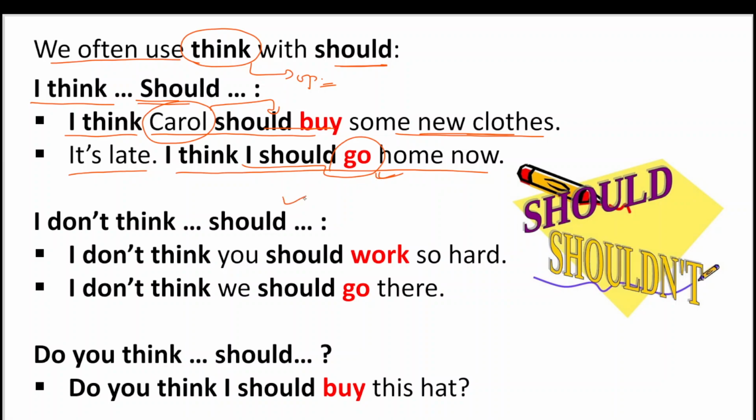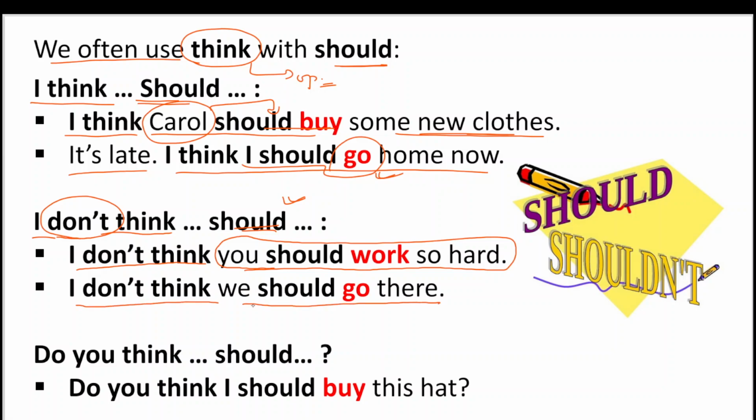When we make a negative sentence with this structure, we will have to use don't here. Okay, I don't think, plus should. I don't think you should work so hard. This is my opinion. Okay, I don't think that you should work so hard. And another example is, I don't think we should go there. This is our opinion that we should not go there, and it can be different from others' opinion.